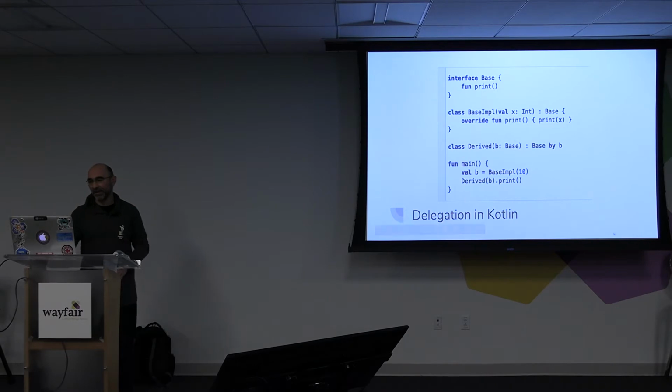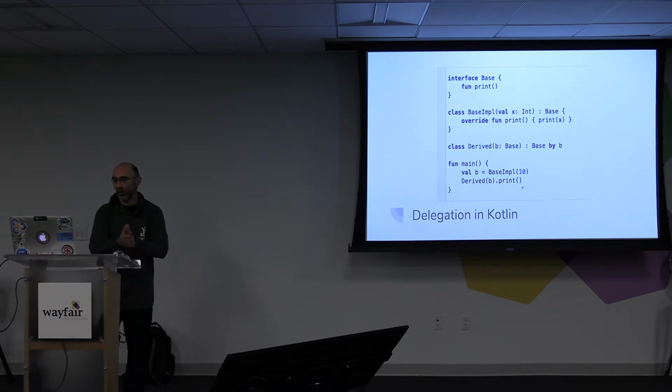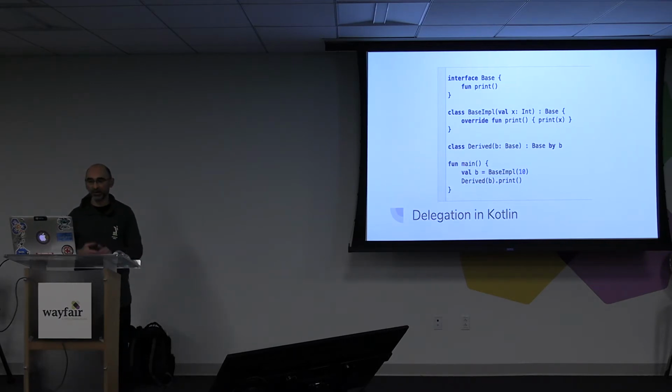So here we have a derived class that is using this by keyword, and this is how delegation is done in Kotlin, so that when you instantiate the library, you're going to pass it an object that knows how to print, and when the library wants to print, they'll delegate that printing function over to an object that knows how to print it without having to break apart its inheritance chain.